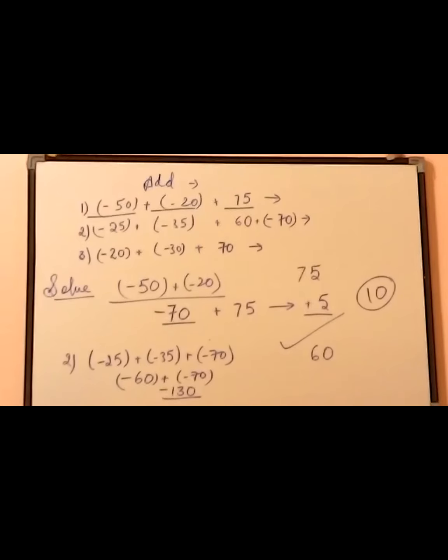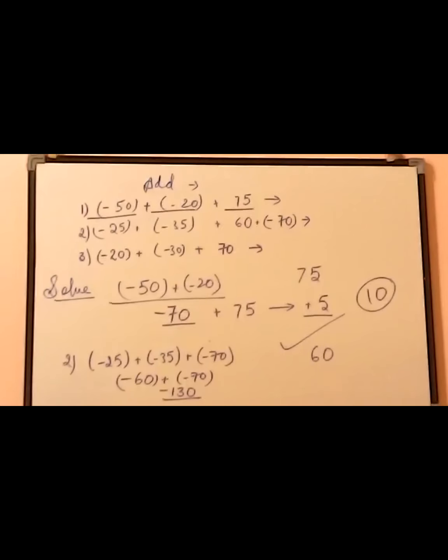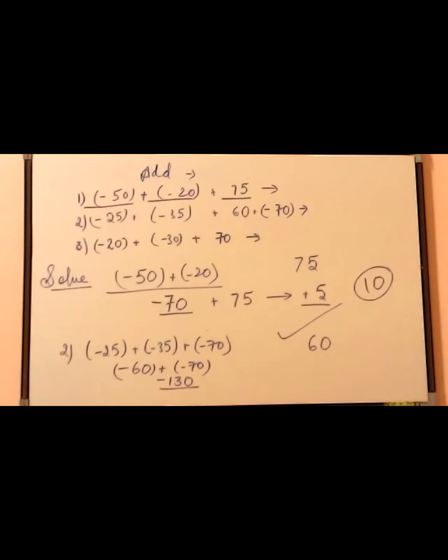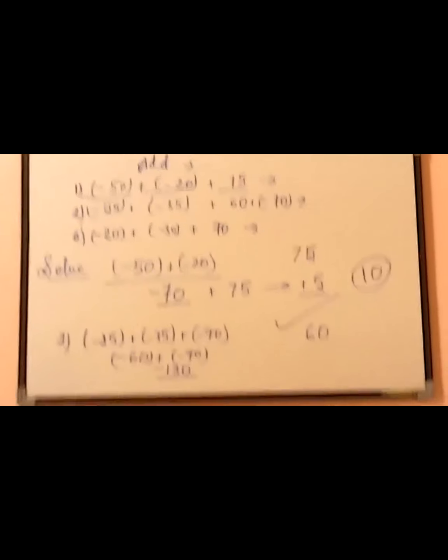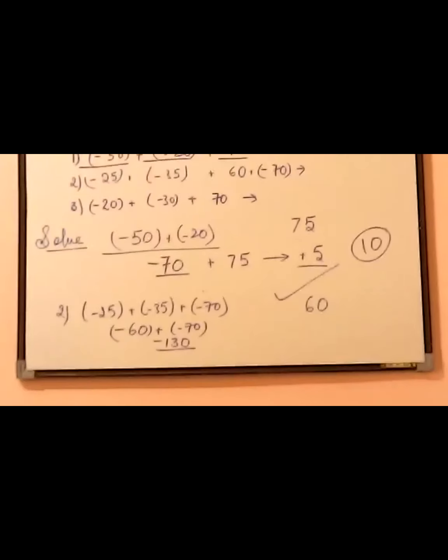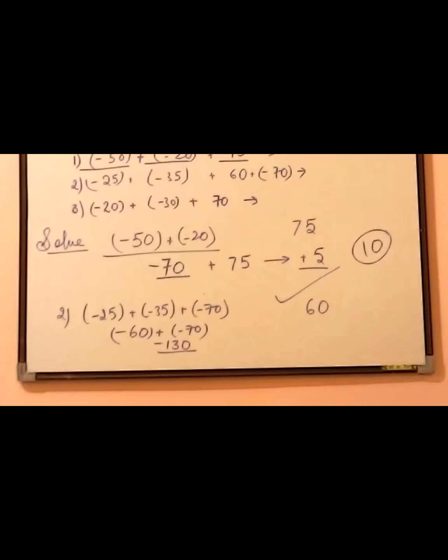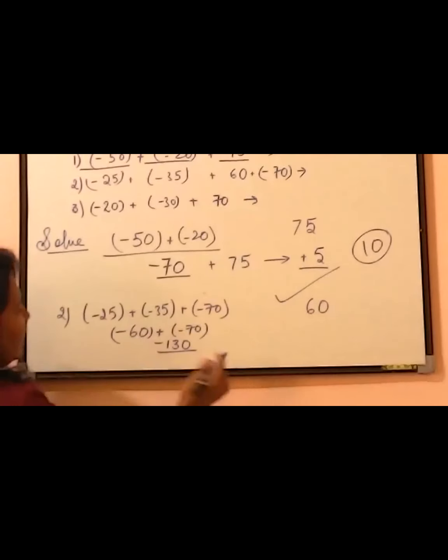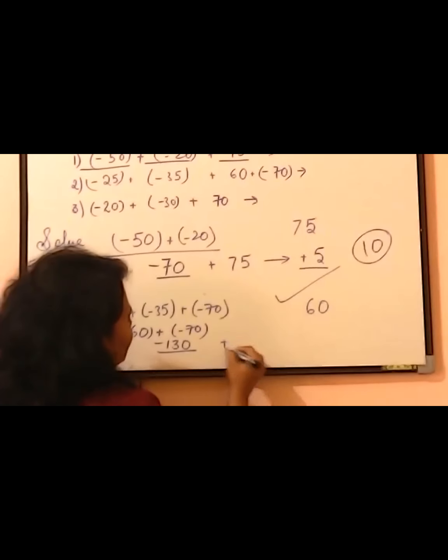Please note it down on your fair copy. So -130 we have got. -130 when you are solving all the negative one side, and now we have only 60 left.